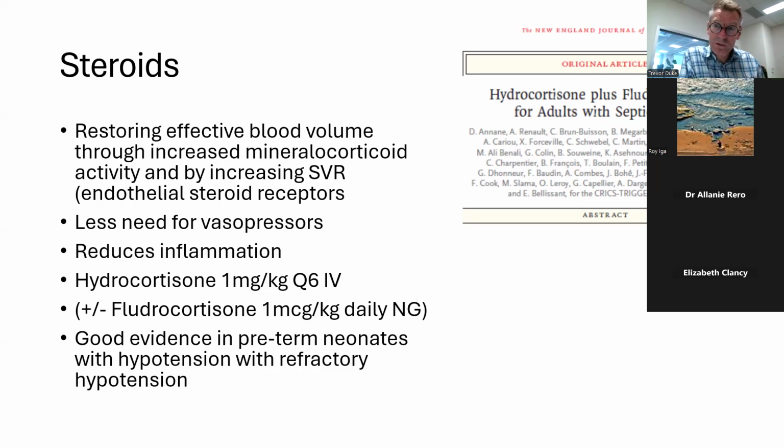Hydrocortisone, there's best evidence for hydrocortisone, and usually you give 1 milligram per kilogram every 6 hours. There's some evidence for using fludrocortisone too, but I won't talk about that. If we've got access to hydrocortisone, using 1 milligram per kilogram every 6 hours is good. It's beneficial for children with septic shock, and it's beneficial for neonates with hypotension, with refractory hypotension.